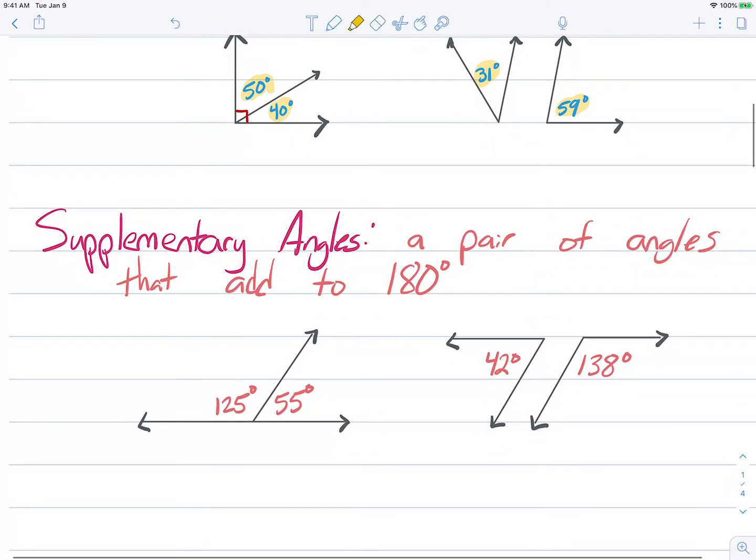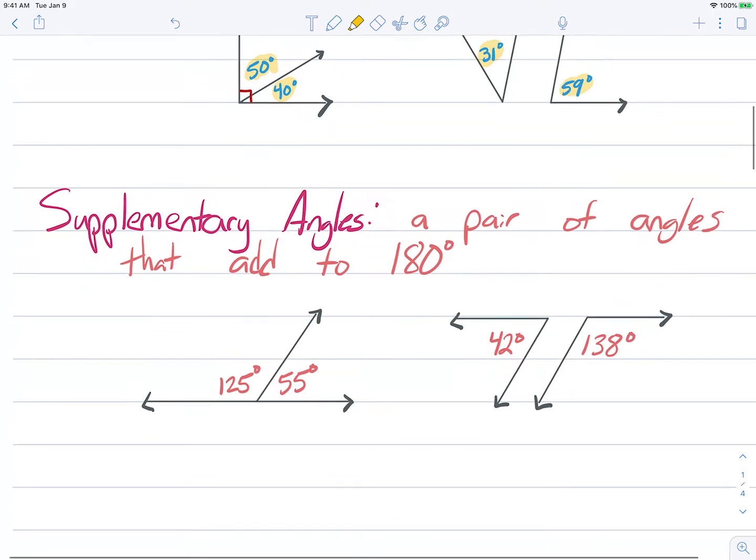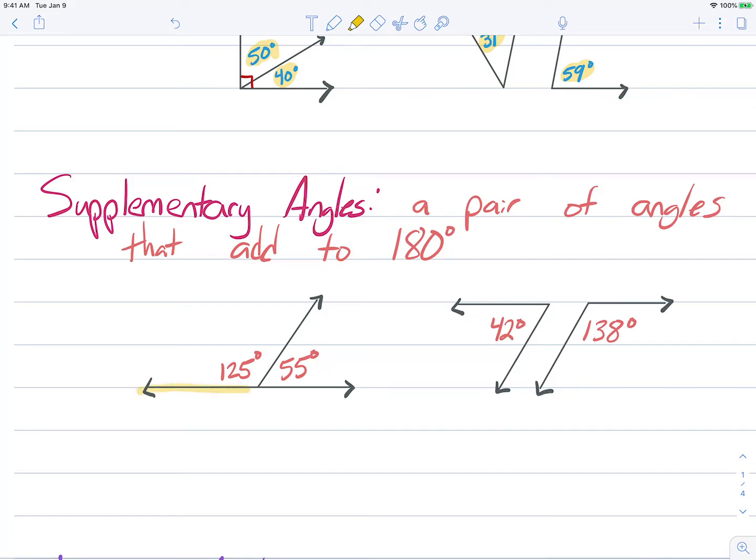Supplementary angles are a pair of angles that add up to 180 degrees. So on this one, these are on a line. A line is 180 degrees. So if you have two angles that make up a straight line, they are supplementary. 125 degrees plus 55 degrees is 180 degrees.